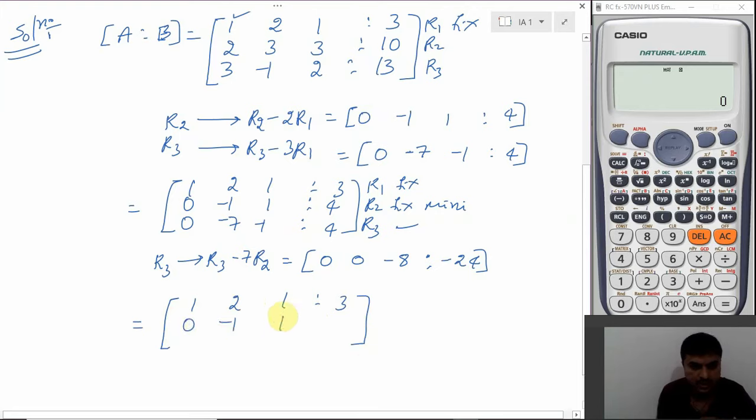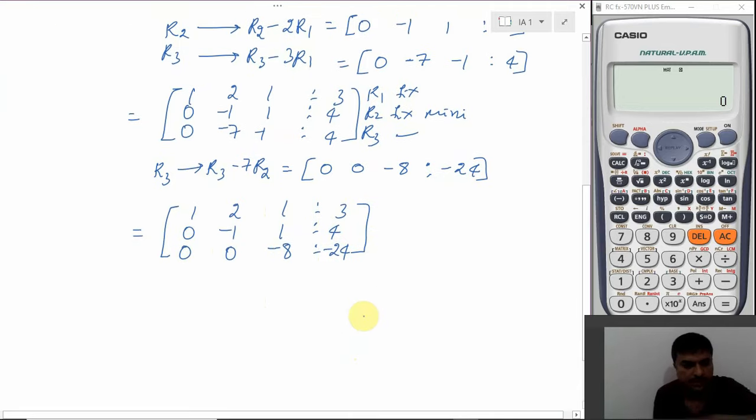So this is -1, 1, 4, and this is 0, 0, -8, and this is -24. So these are the new R1, R2, R3. You can see in the Gauss elimination, this is the system of equations. Please write it in the system of equations.